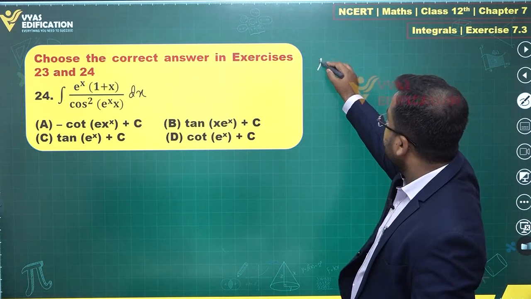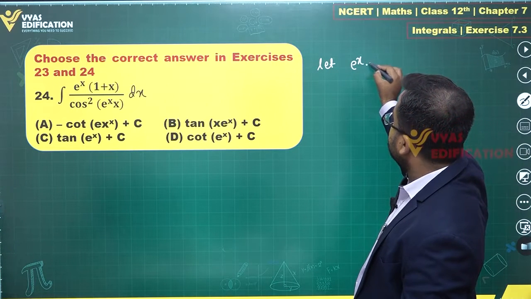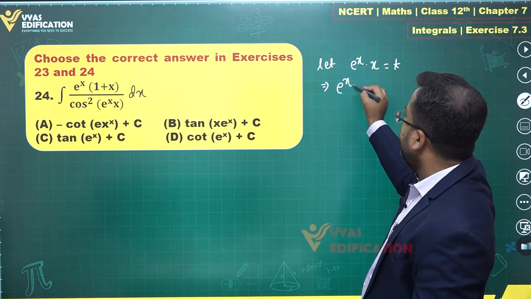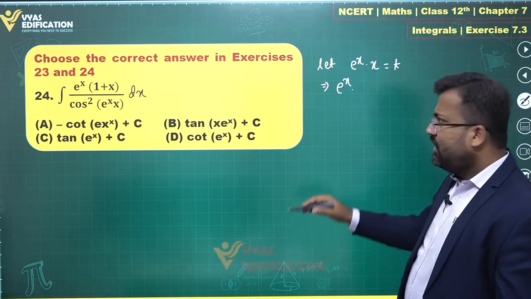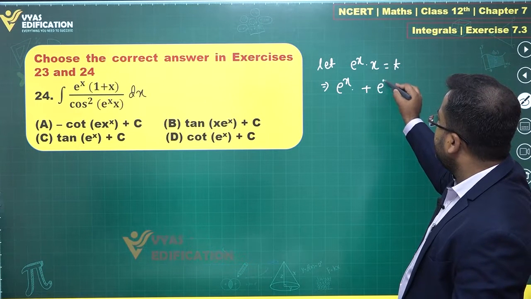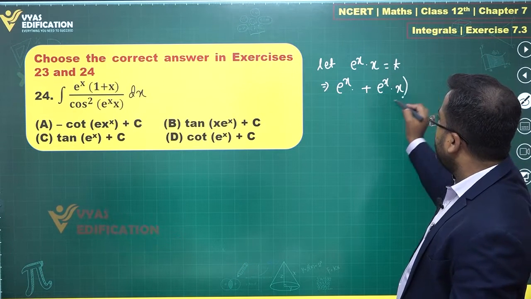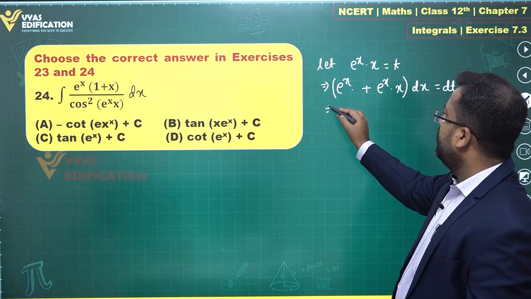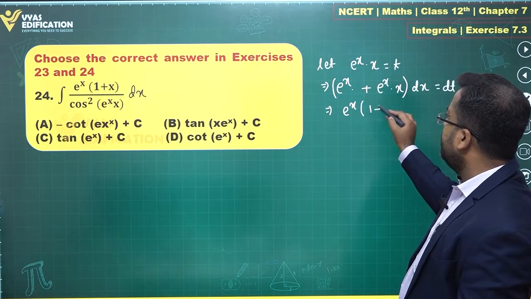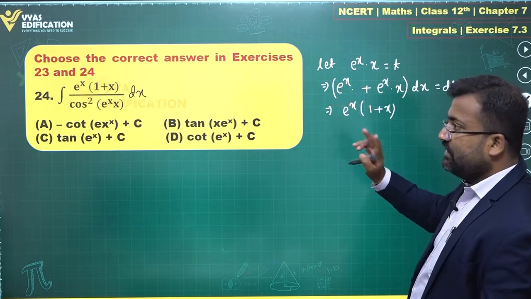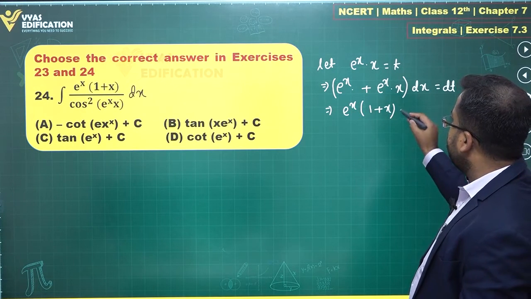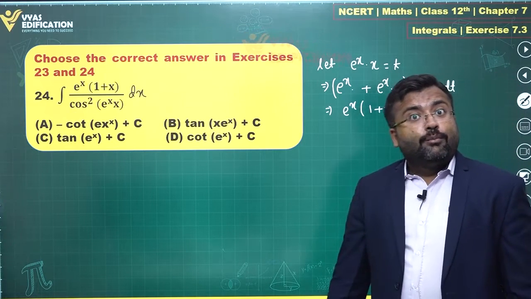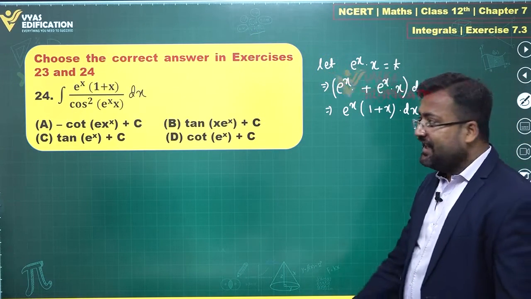So let's use a substitution. Let e power x times x is equal to t. And what is the differentiation of this? E power x times derivative of x is 1 plus derivative of e power x is e power x times x. We are applying the product rule, times dx will be equal to dt. Okay, e power x comes out, 1 plus x dx is equal to dt. This is there in the numerator, yes, yes.